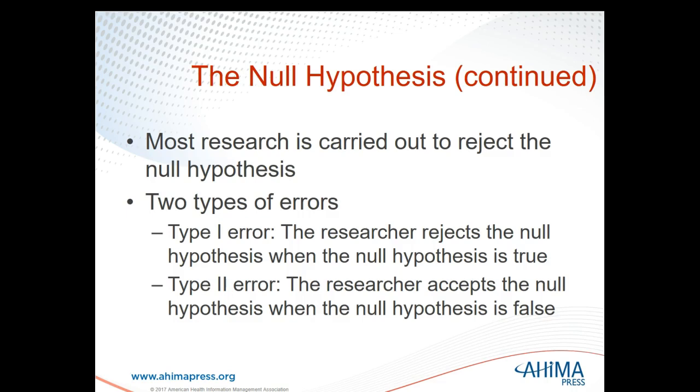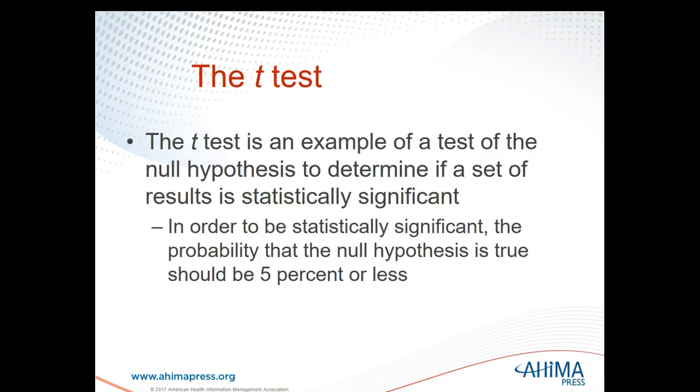Type 2 error, the researcher accepts the null hypothesis when the null hypothesis is false. So the researcher accepted that there was no difference between their two populations, but actually there is a difference between the two populations. So thinking of that in that way between the type 1 and type 2 errors makes it a little easier to understand.